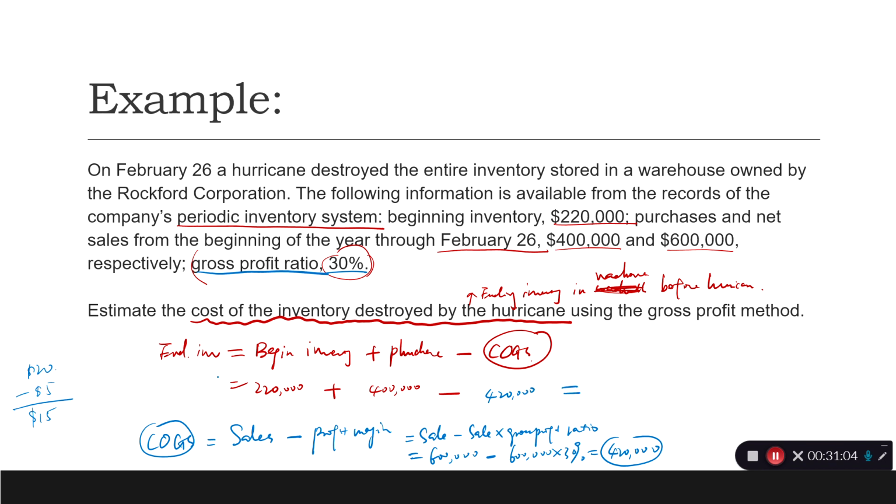So therefore, if you carry out this calculation, 220,000 plus 400,000 is 620,000, minus 420,000 is going to be 200,000. So hence the cost of inventory destroyed should be 200,000. Okay. So the interesting part is the cost of goods sold can be deductively calculated if you know the gross profit ratio.